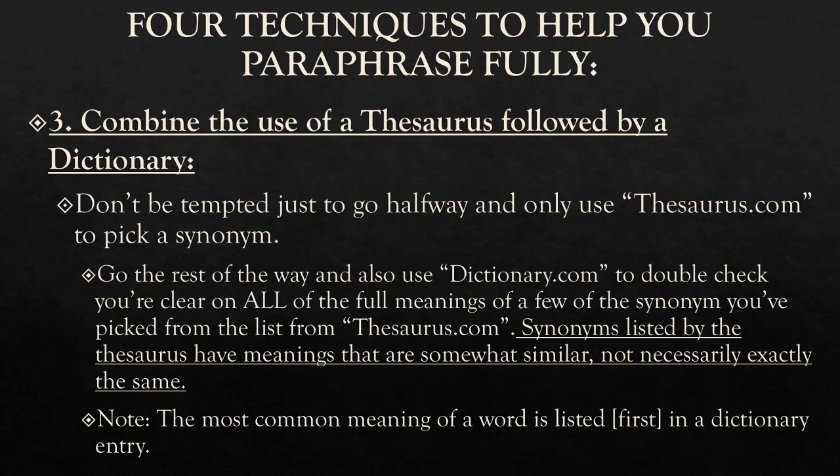So the trick to doing that is not to just go halfway and only use thesaurus.com to pick a synonym. Go the rest of the way and take a few candidate synonyms and plug them into dictionary.com to double check you're clear on all of the full meanings of those candidate synonyms that you've picked from the list from thesaurus.com. Synonyms listed by the thesaurus have some meaning, maybe not their most frequent, common meaning, that are somewhat similar but not necessarily exactly the same.